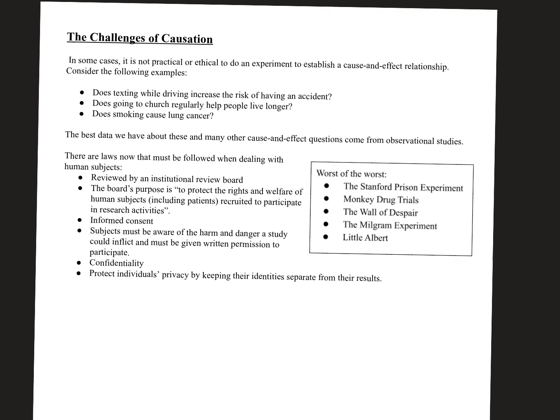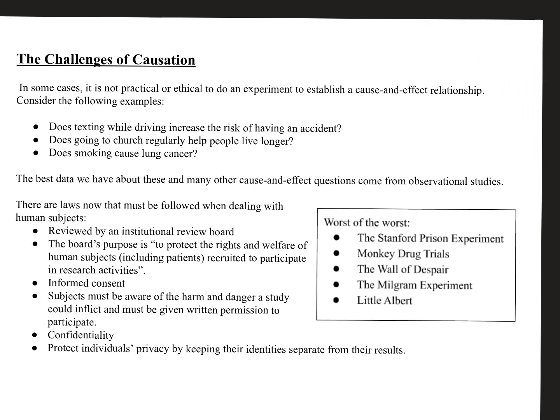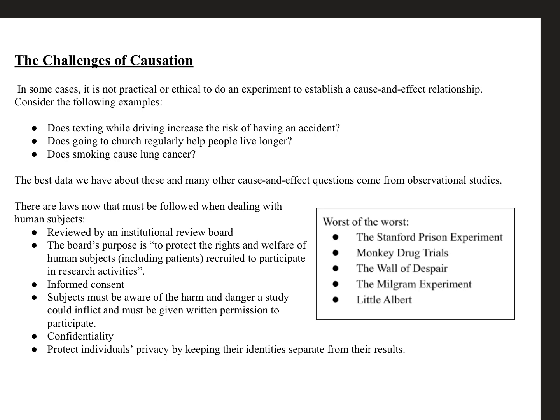Last slide here is just talking about the challenges of causation. So there are some cases where it's not practical or ethical to do an experiment to establish a cause and effect relationship, mainly because it's just too dangerous. So texting while driving, increasing the risk of having an accident, is too dangerous. You don't want to force anyone to text and drive and determine if they're going to have an accident, because that could lead to pretty severe car accidents.